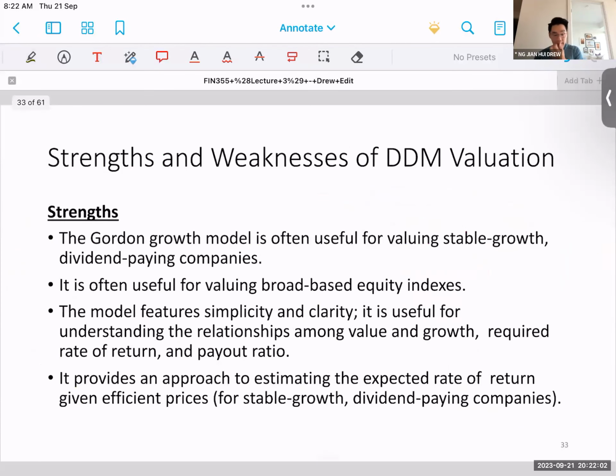Okay, so if there are no questions, let's just look at some strengths and weaknesses of your DDM. It is more of this theoretical kind of information. So it's useful for evaluating stable growth companies. It's generally used for valuing broad equity indexes. So basically you just need to know the relationship between the return on equity and the payout ratio.